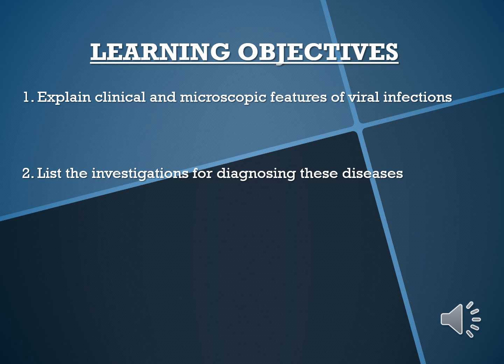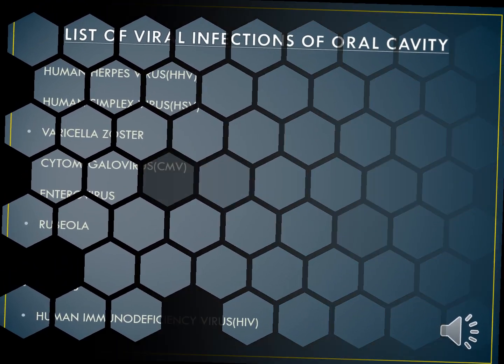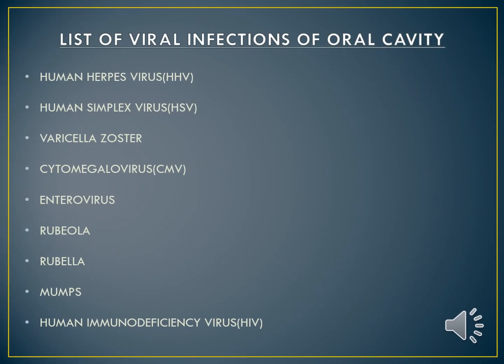Our learning objectives are to explain clinical and microscopic features of viral infections and list the investigations for diagnosing these diseases. Our list of viral infections of the oral cavity include human herpes virus, herpes simplex virus, varicella zoster virus, cytomegalovirus, enterovirus, rubella, mumps, and HIV.